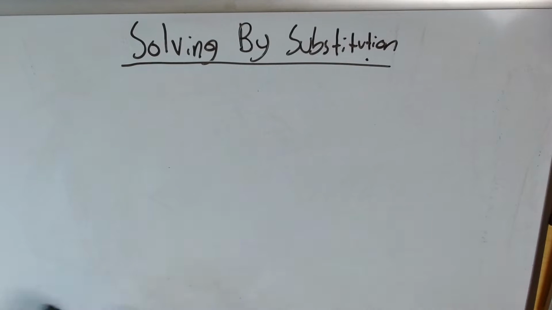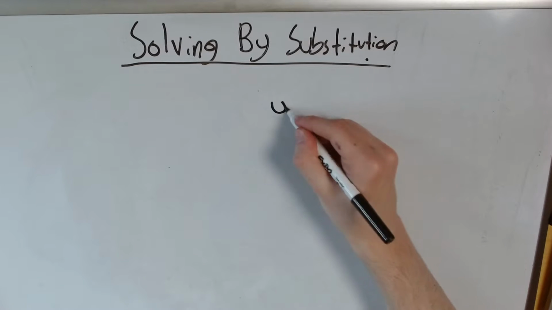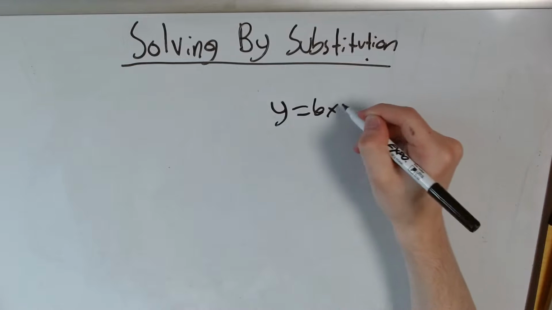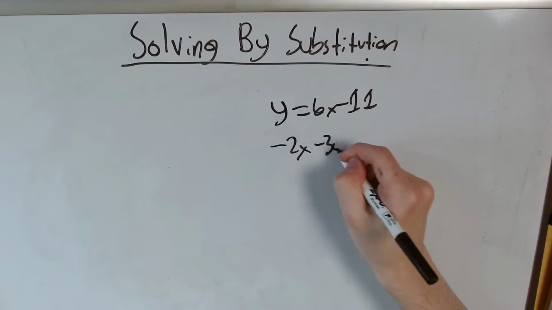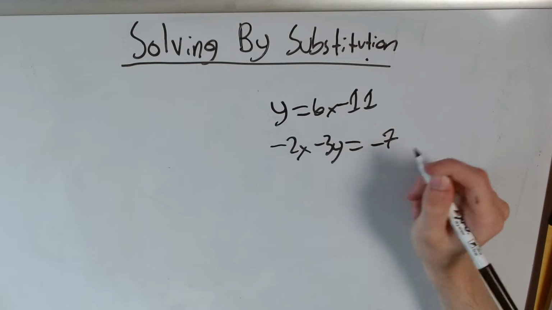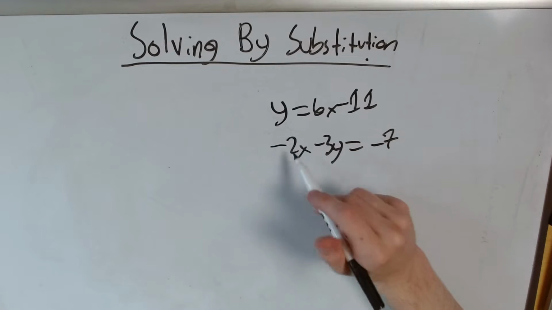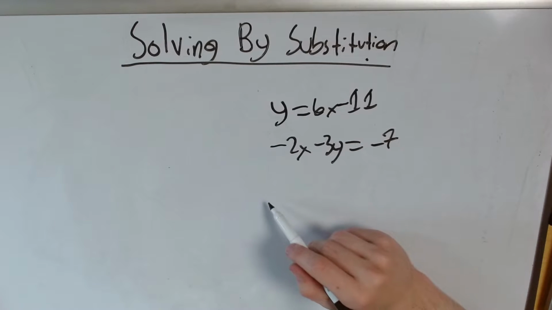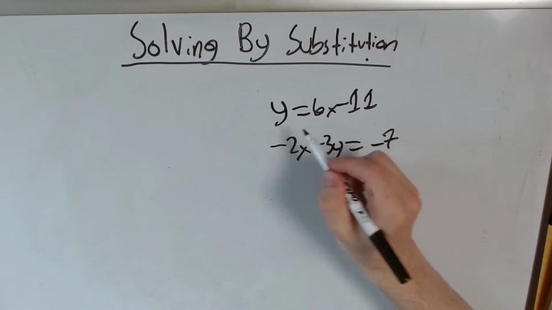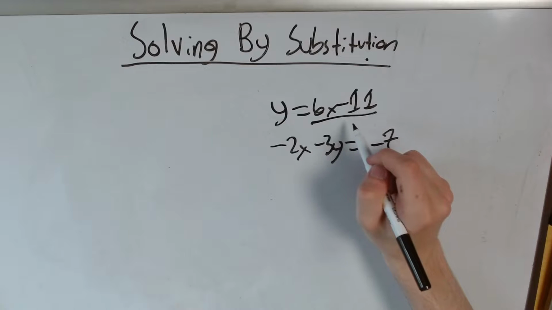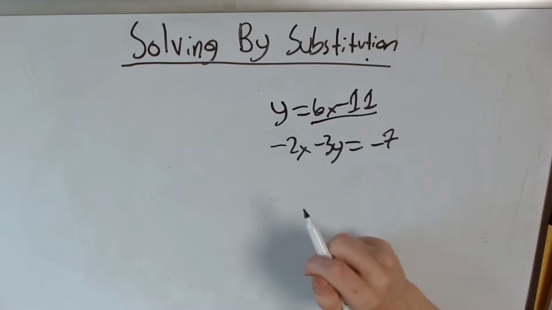Let's say we're asked to solve a system of equations, but this time we had y equals 6x minus 11, and we had negative 2x minus 3y equals negative 7. Now, in this problem, we're really stuck because we don't know x or y from either of these equations. So what do we do? Well, again, we're going to take this value of y, 6x minus 11, and substitute it in for y, or plug it in for y.